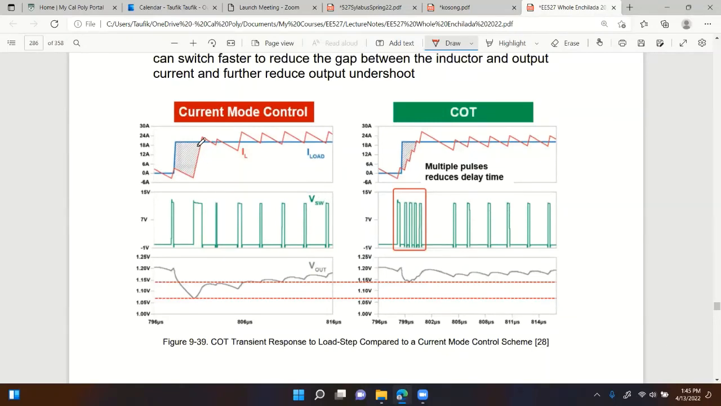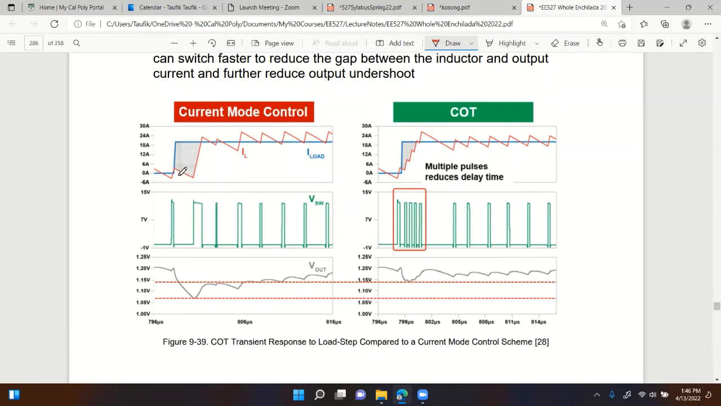This is the one we already saw earlier. Remember, it has to wait until it goes up. Except I'm not sure why this is bigger. Oh, maybe because it is such condensed pulses. That's why it looks like a bigger pulse. Oh no, sorry, this is current mode. Oh my God, sorry, I'm mixing it up with COT. This is current mode.